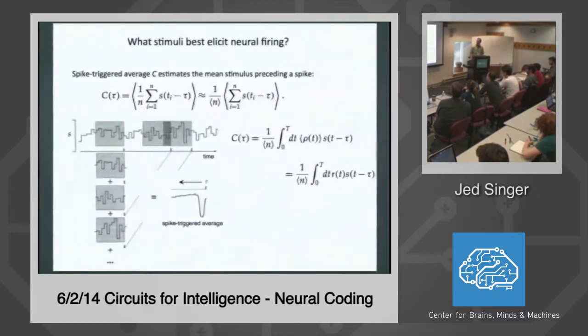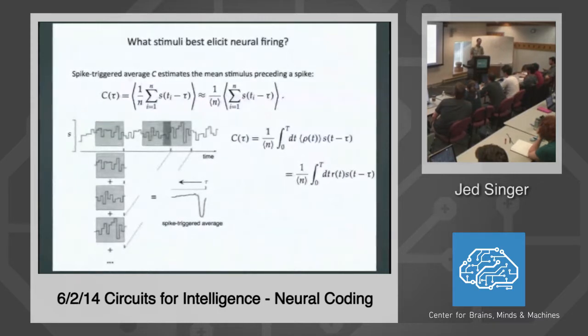And presumably, that might have something to do with the elicitation of that spike. So this is just the formulation of what I described heuristically here. C here, again, is the spike-triggered average, and tau is the time before the spike. How do you interpret the stimulus before the spike? So the interpretation here, for the spike-triggered average, is that this is the kind of stimulus that best elicits a spike.